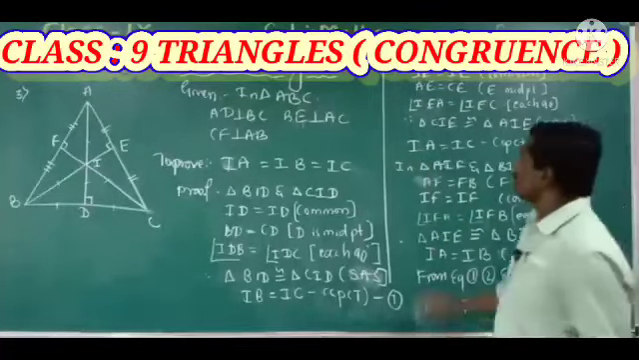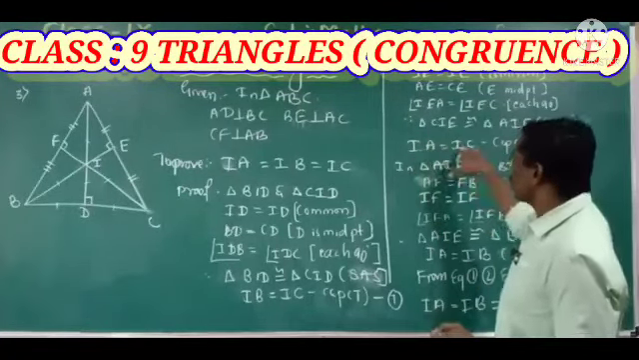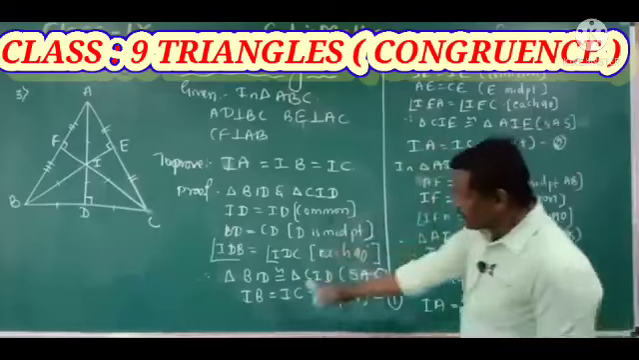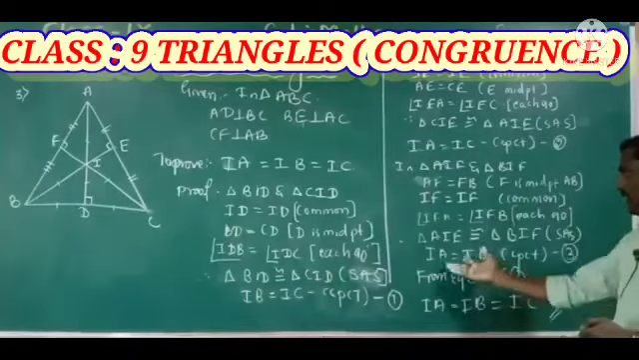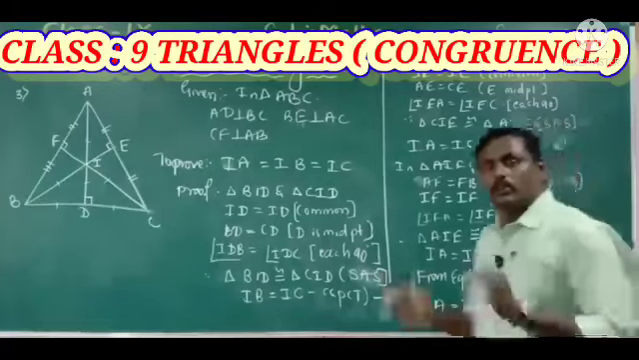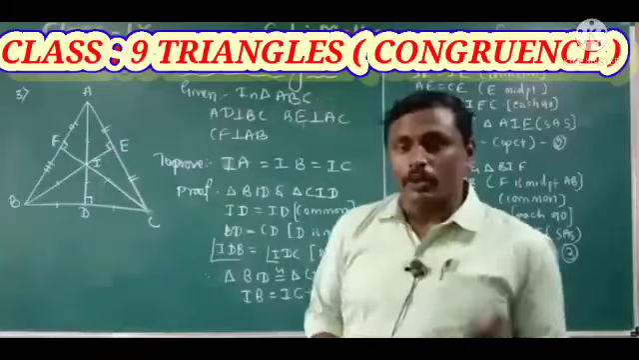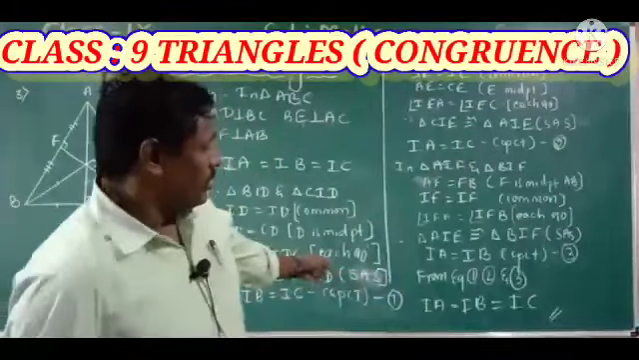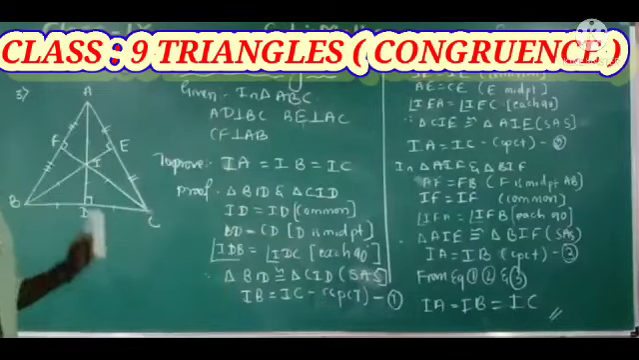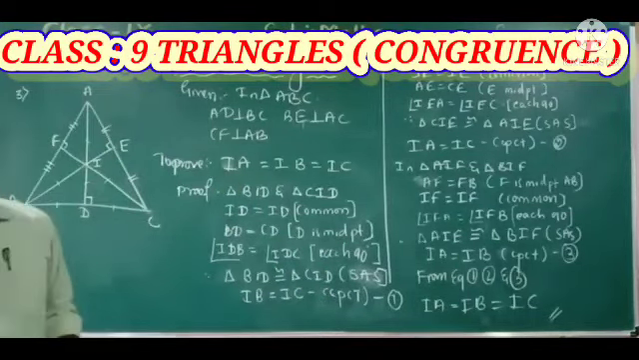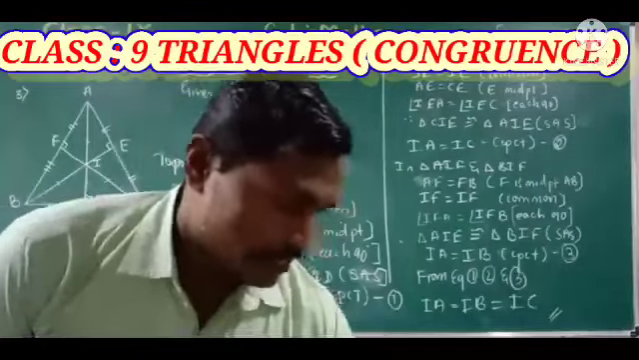It means here IA is already equal to IC. This IC is equal to IB. That IB is equal to IA. So equal things are equal to one another. Therefore, IA is equal to IB is equal to IC. This is the required proof of the given statement.